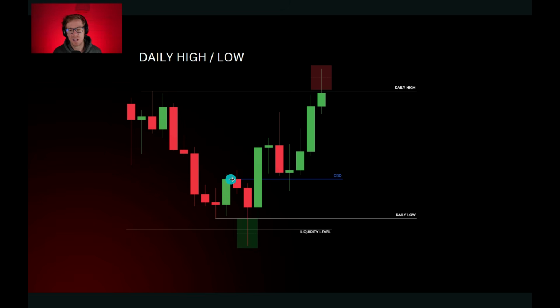And then we mark out the CISD level, wait for price to break above it, and then we can look for an entry. Oftentimes price will retrace back to that level, and then we can catch an entry to the upside. Once price breaks the CISD, it actually validates this manipulation, and we always want to trade away from manipulation.